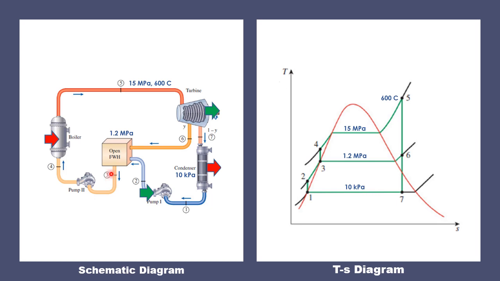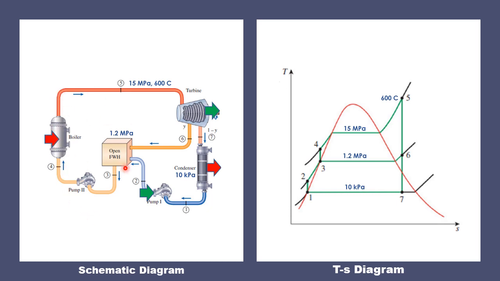So the pressure at point 3 is the same as the pressure at the open feed water heater, which is 1.2 megapascal. And in order for that feed water to reach the boiler, we need to compress it again using another pump to the pressure of the boiler at point 4. Now the cycle will be completed as you can see here in this schematic diagram.